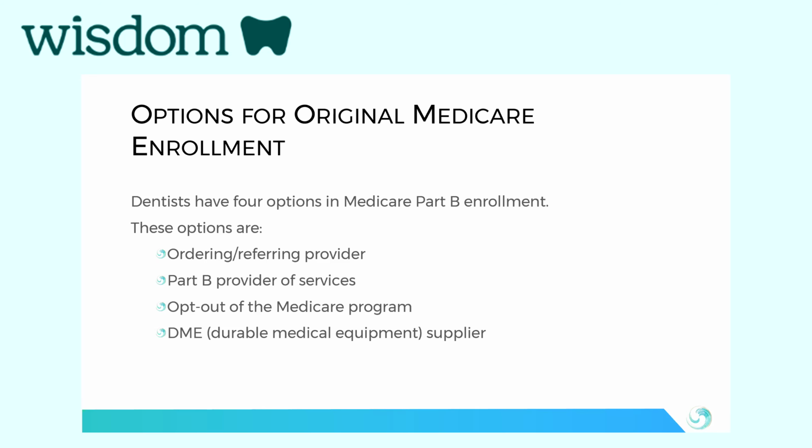pathology report. That means they can send the tissue sample to a pathology lab, and that pathology lab can bill Medicare and they can be paid. As an ordering and referring provider, that's what that means. You're eligible to order and refer patients for covered Medicare services, which allows that subsequent provider to be paid for those services by Medicare. Your doctor can also elect to enroll as a Part B provider of services.